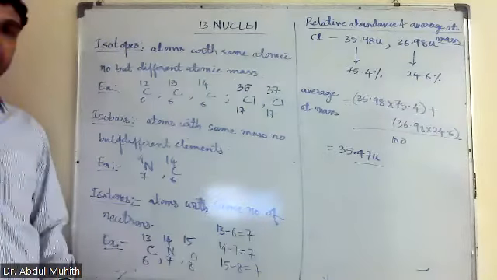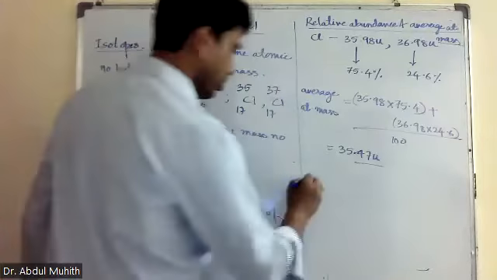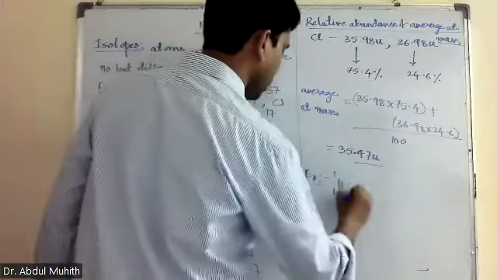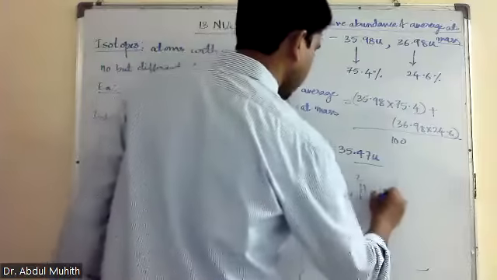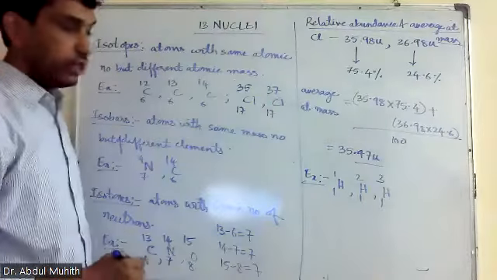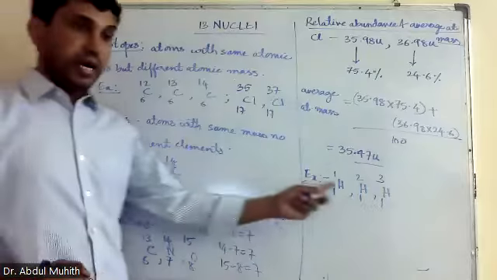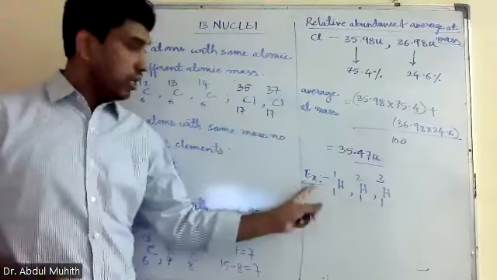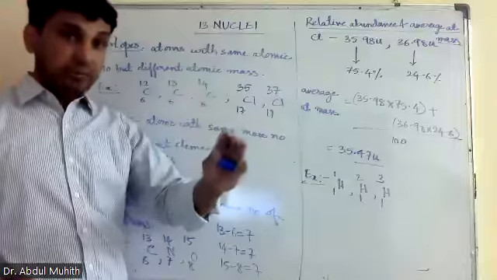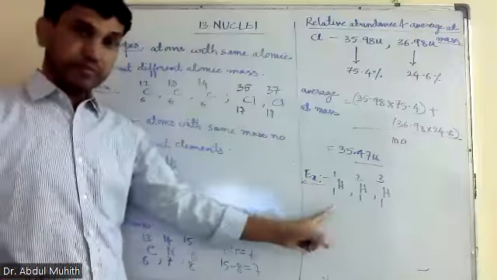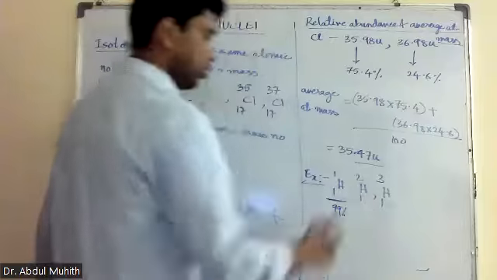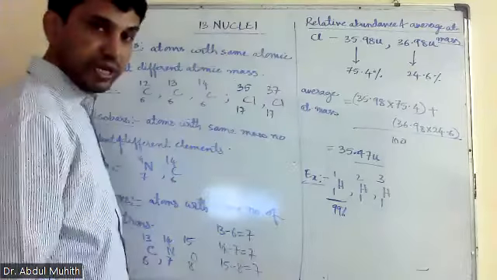This is possible for hydrogen also. One more example I will take: 1H1, 1H2 and 1H3. These are the isotopes of hydrogen. But when writing hydrogen's atomic mass, we don't write 1.1, 1.2 or something like that. Why? Because 99% of hydrogen is this one only. It is around 99% or more, so there is no need to write that value.